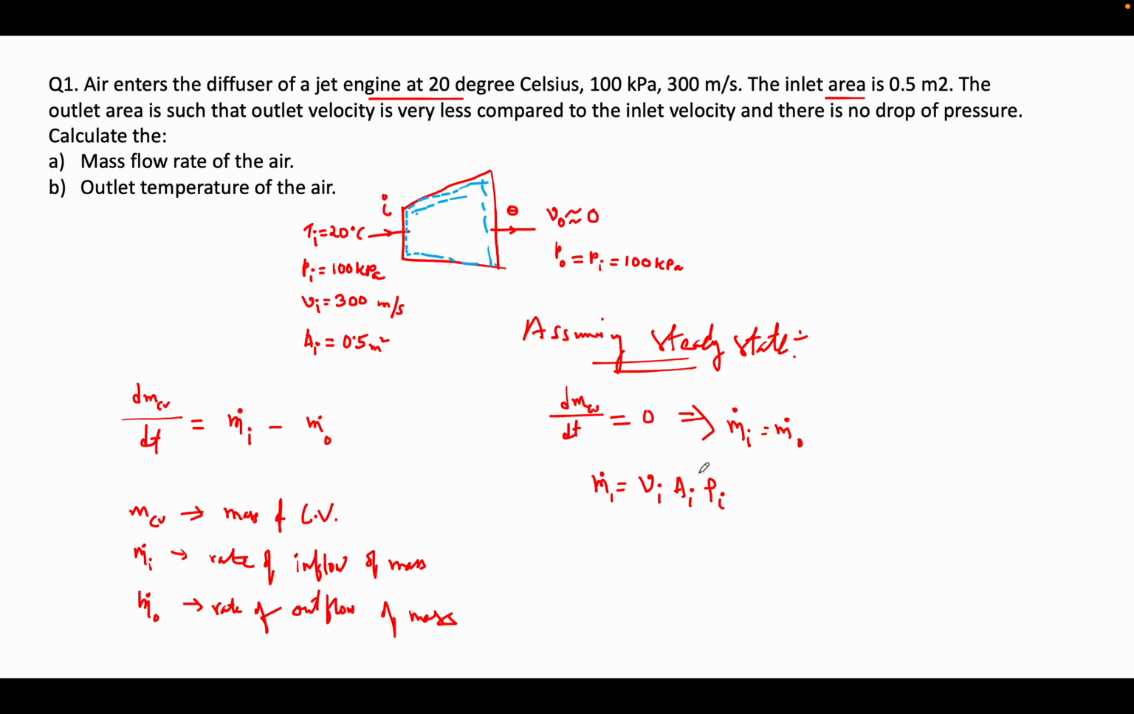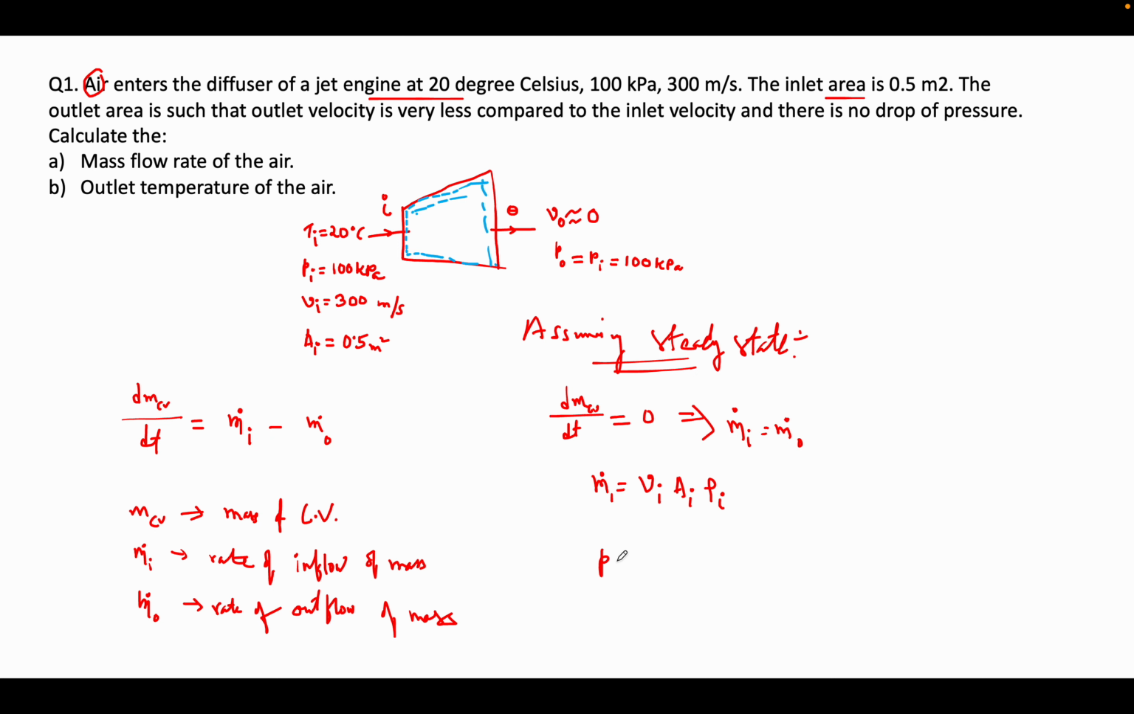Now we know V i, we know A i. To calculate rho i, we have to apply the ideal gas equation. Why? Because it is telling us that it is air, and I told you in the last class that if a gas is given and nothing is said about it, you can directly assume it as an ideal gas. If it is real, they will mention clearly in the question that it's a real gas.